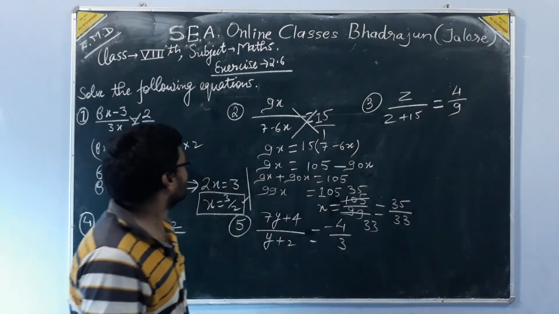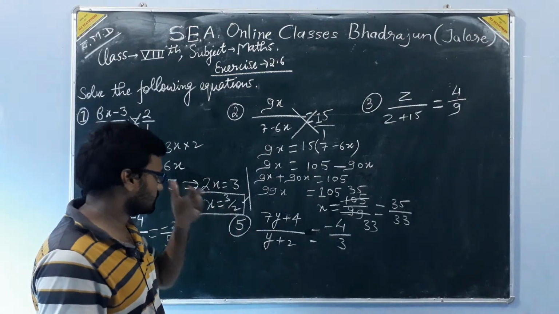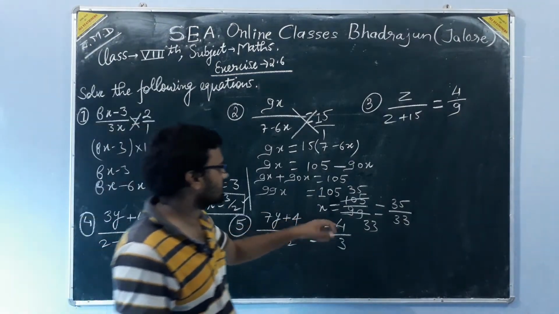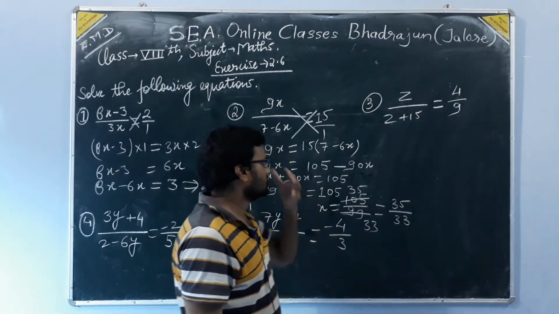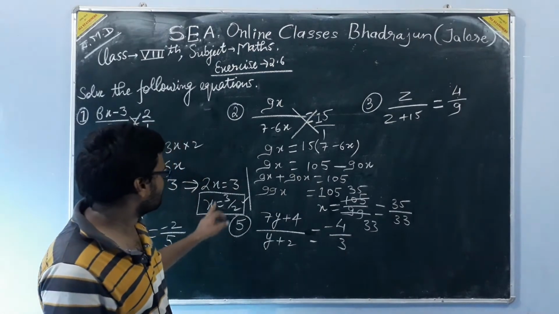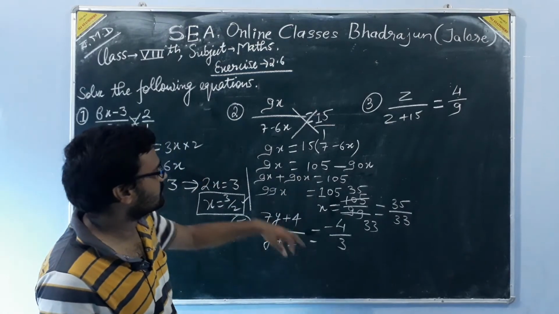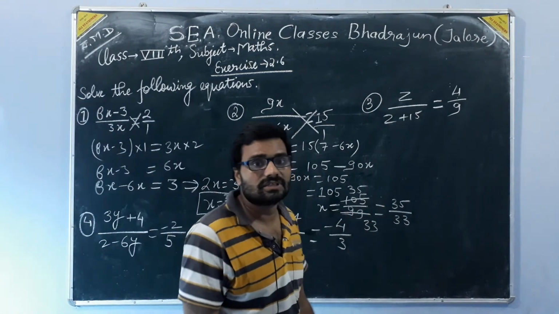So in our question number first, x is 3 upon 2. In our question number second, x is 35 upon 33.